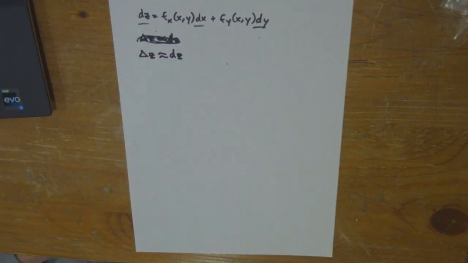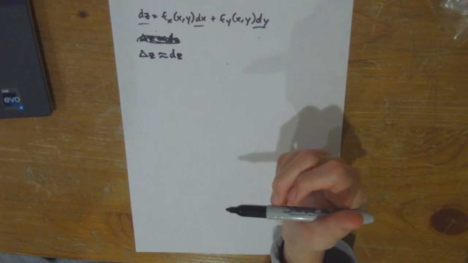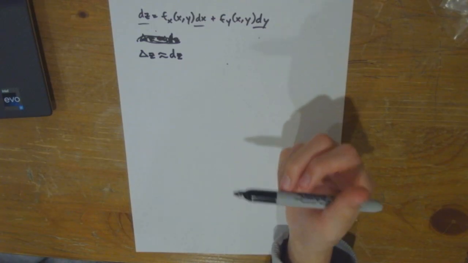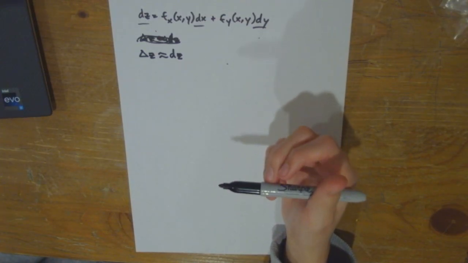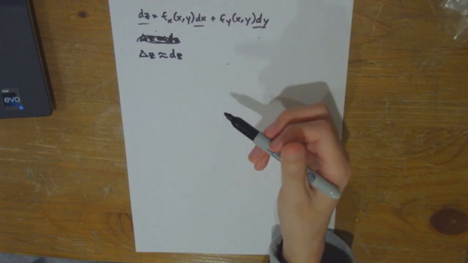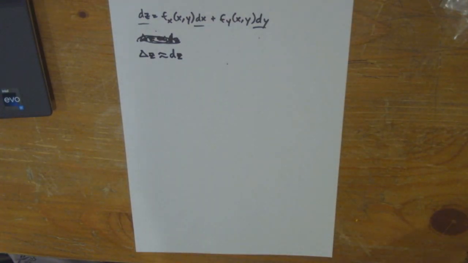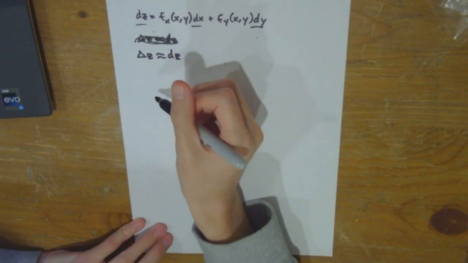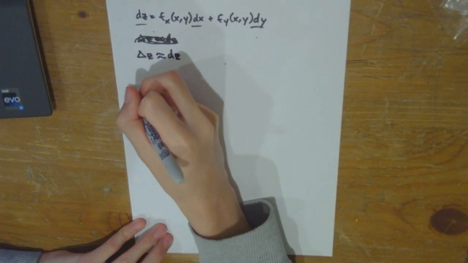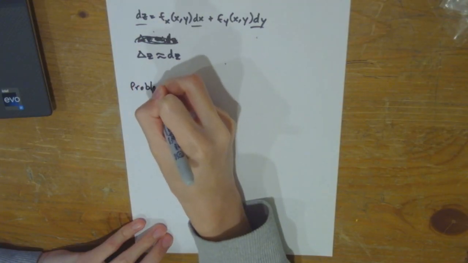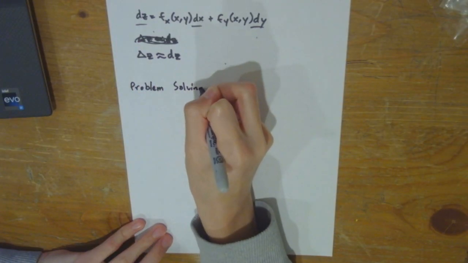And this allows us to solve a lot of problems where we want to approximate error, approximate the change in a function when you change the input variables, or approximate the value of a function from a point where it's easy to find the function value. So let's do a hard example and see how to solve it. This will be in the problem solving section of the book, problem solving chapter 13, number 16.